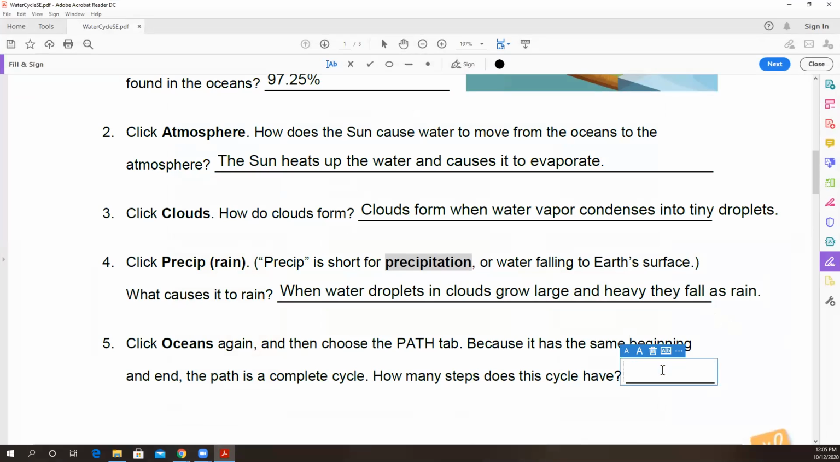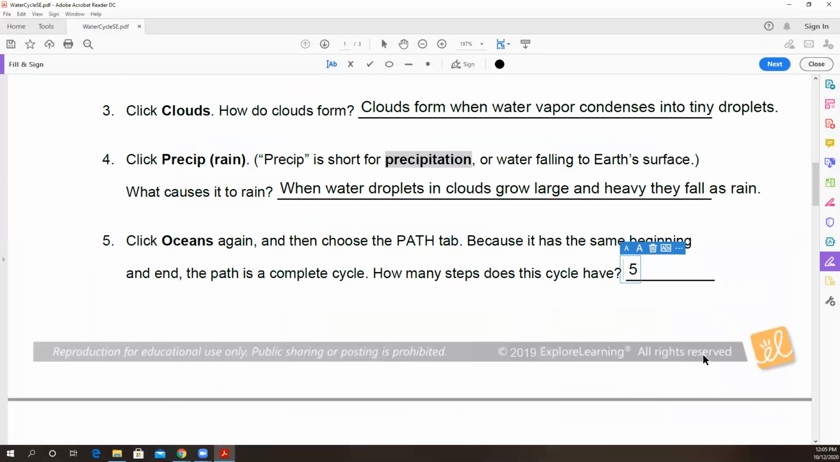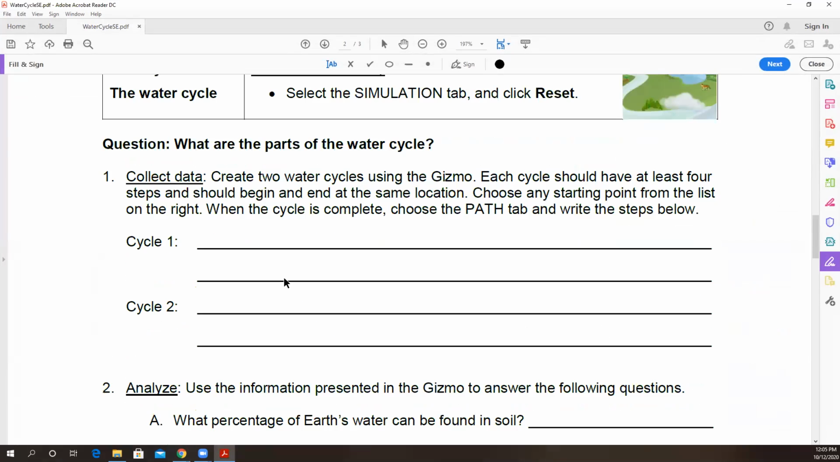It should have 5 steps. Yours may show a little bit different if you click something extra. So right here, guys, the next step when you're working with a partner, it has to begin and end in the same place when you create your cycles. Do we understand? All right, I'm going to give you the next 25 minutes to do the rest of this with a partner. Let me be clear on this.